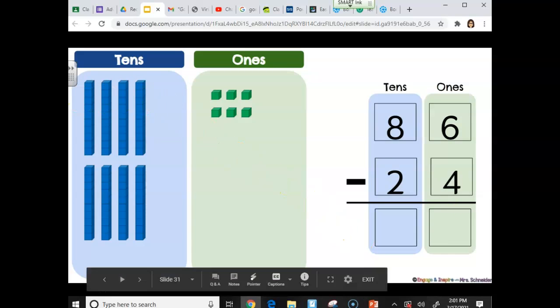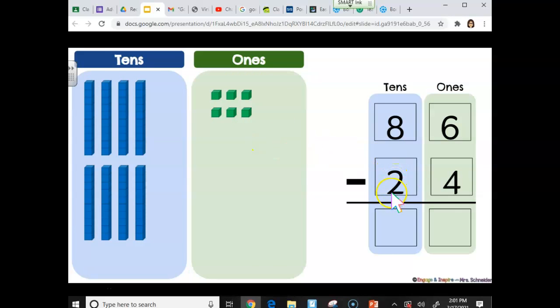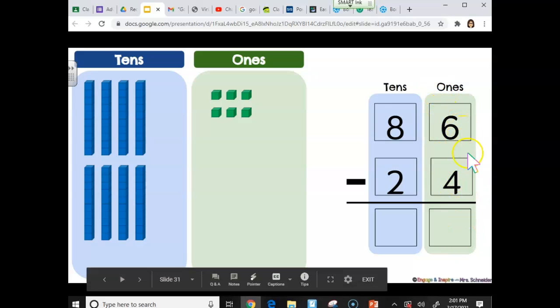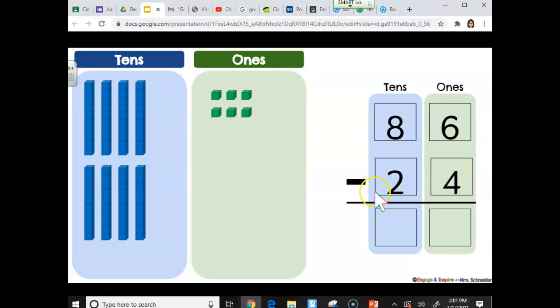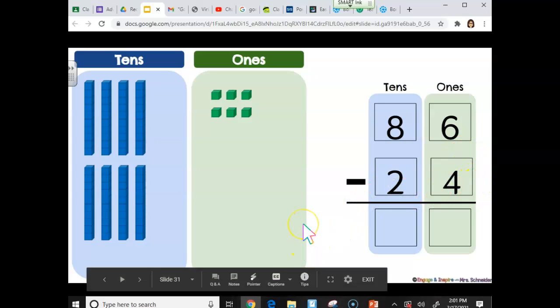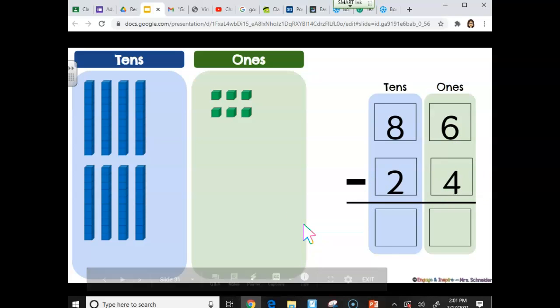All right, our next one. 86 minus 24. 86 is 8 tens and 6 ones. Now we're going to take away 24. All right, we always start in our ones place. So we have 6. How many are we going to take away? 4. So let's X out 4.